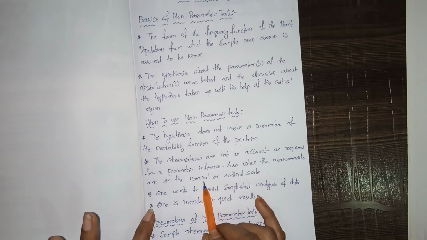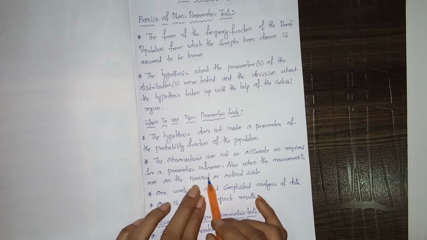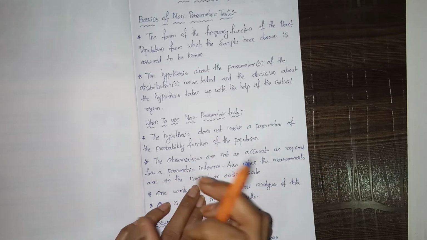So what is nominal? Nominal, in the sense, here we prefer alphabetical order. For example, our names will be saved in the form of roll numbers. That means what?